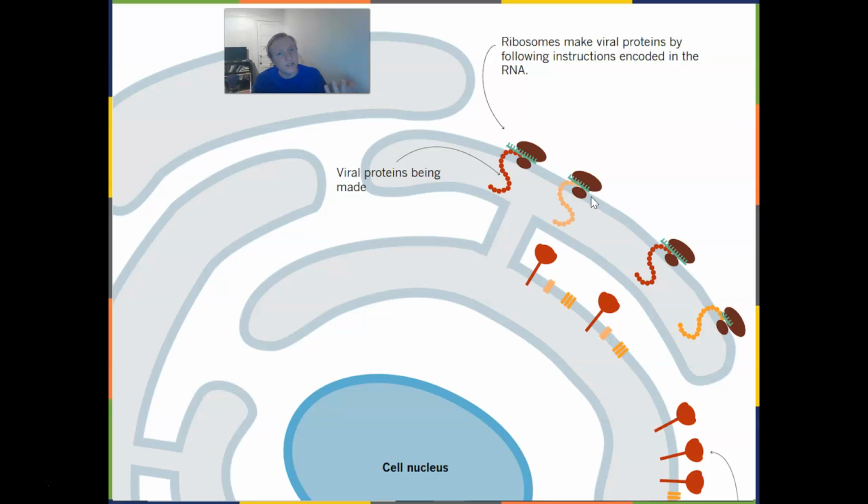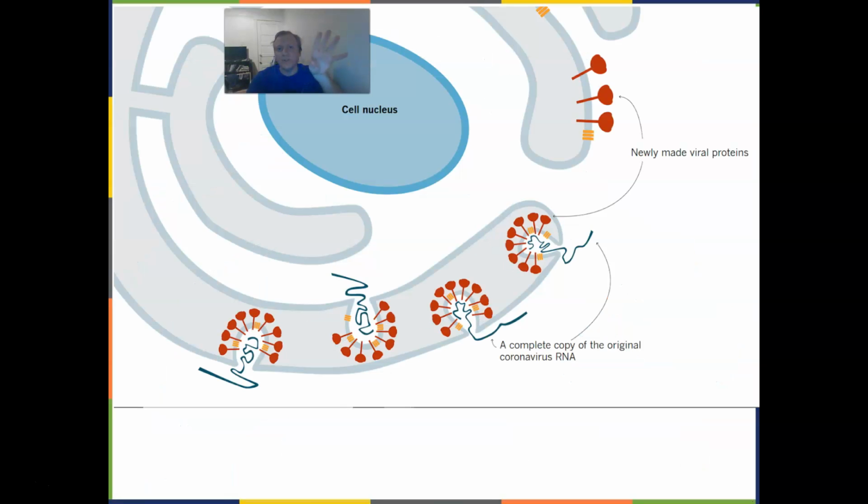Maybe it should. A lot of viruses work this way, though. Actually, all viruses hijack your cell's machinery so that they can make copies of themselves. Okay, so we're up here on the top of the endoplasmic reticulum. We're just going to pan down now to the bottom.